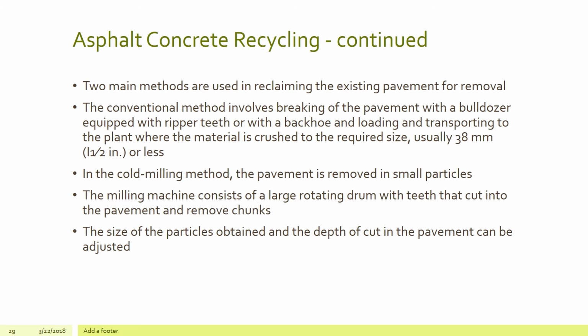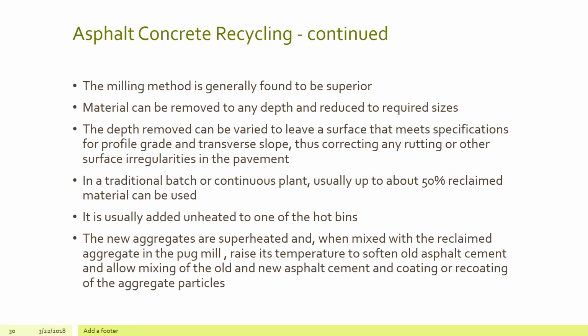In the cold milling method, the pavement is removed in small particles. The milling machine consists of a large rotating drum with teeth that cut into the pavement and remove it in chunks. The size of the particles obtained and the depth of the cut in the pavement can be adjusted as needed. Of course, the milling method is generally found to be superior, and that's usually what we see out on roads when we're tearing up the top layer of the asphalt, milling that down to the layers that we need, and then, of course, collecting that and transporting it.